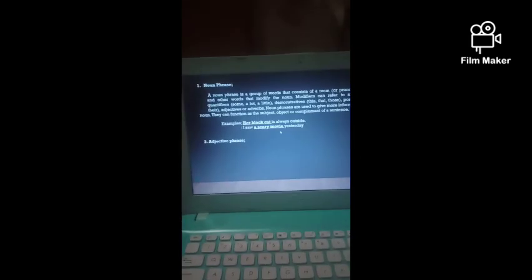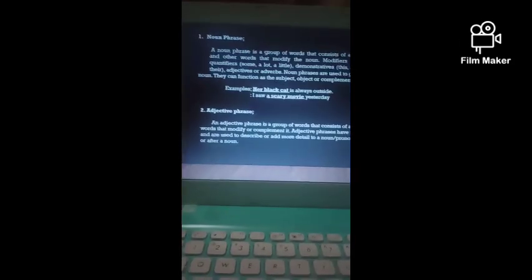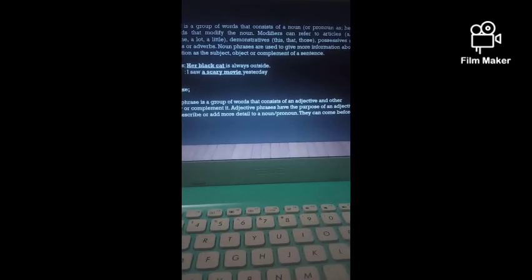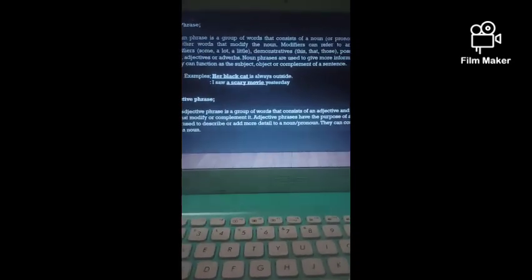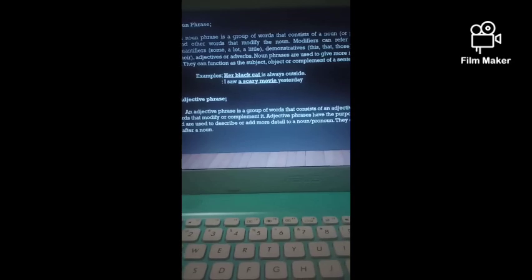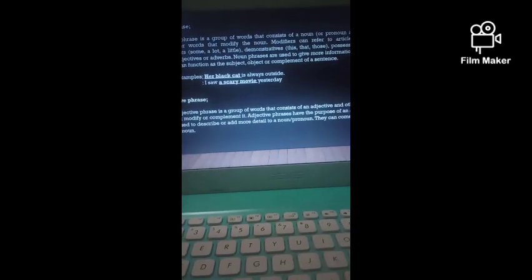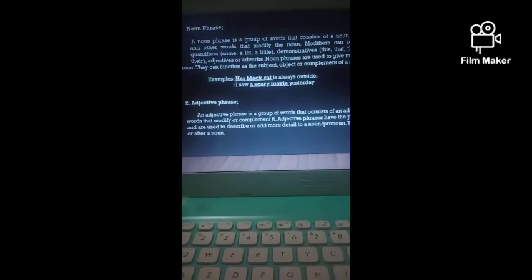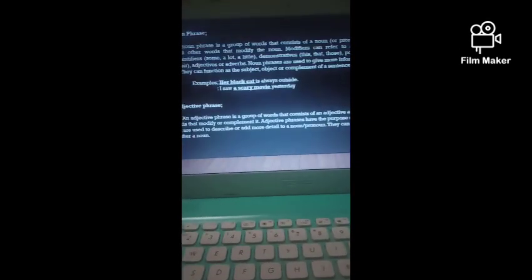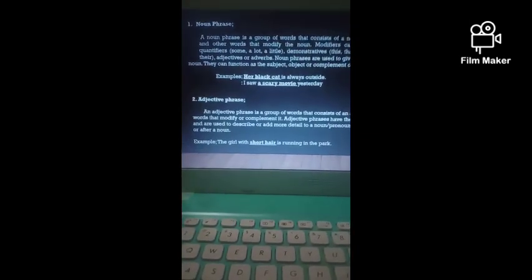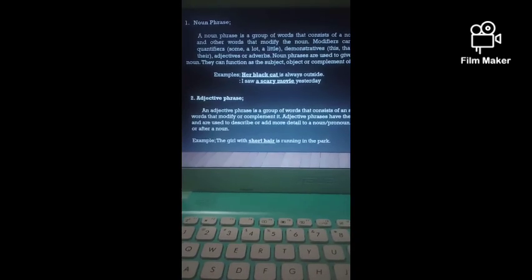The next is about adjective phrase. An adjective phrase is a group of words that consists of an adjective and other words that modify or complement it. Adjective phrases have the purpose of an adjective and are used to describe or add more detail to a noun or pronoun. They can come before or after a noun. For example, the girl with short hair is running in the park.